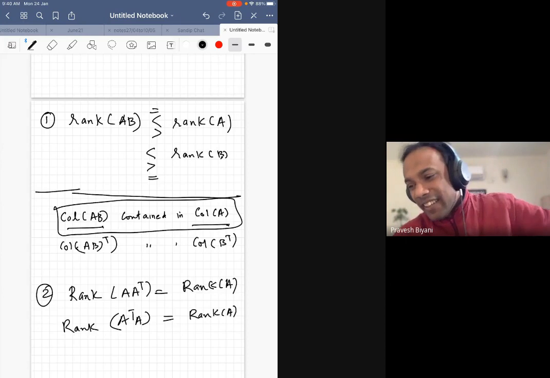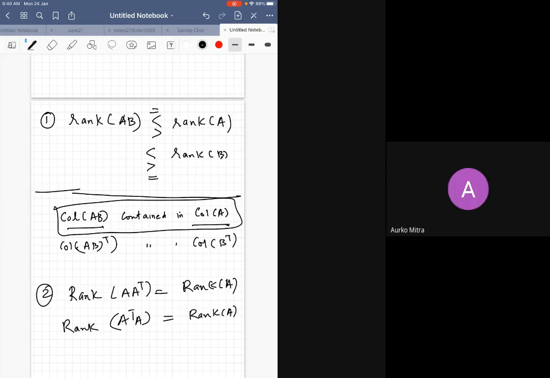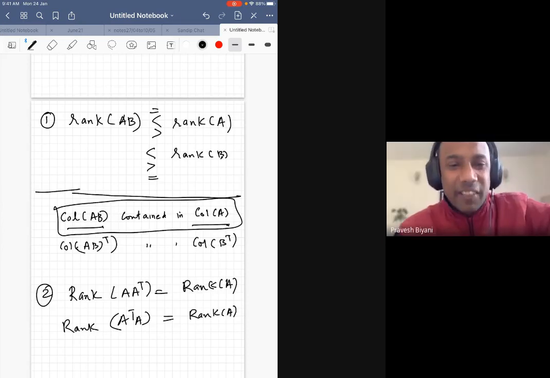In fact, here is another argument: A and A transpose have the same null space. Another way to prove it, so by the rank nullity theorem. Yes. Right. Another way to think about it.